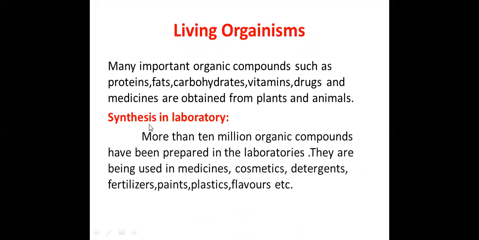Then the next method is synthesis in the laboratory. It means not all organic compounds are natural. There are some organic compounds which are artificial and we can synthesize them in the lab. One important example is urea. Urea is an organic compound, but it is synthesized in industries. So more than 10 million organic compounds have been prepared in laboratories, and they are being used in medicines, cosmetics, detergents, fertilizers, paints, plastics, and in different flavors of food.